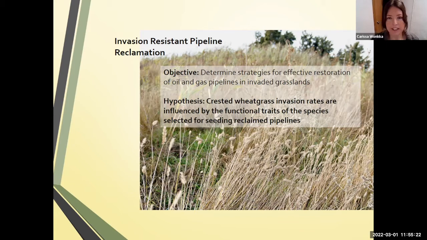We wanted to determine the strategies for effective reclamation of an oil and gas pipeline in invaded grasslands. Colleagues of mine at the Sidney ARS here determined that crested wheatgrass was one of the worst invaders into pipelines in the region. They found several invasive species increased during pipeline construction and immediately thereafter, and crested wheatgrass was the only one that really stuck around and spread down those pipelines. So this is why we picked it as a focal species for this study. My hypothesis is that its invasion rates are influenced by the functional traits of the species selected for seeding reclaimed pipelines.